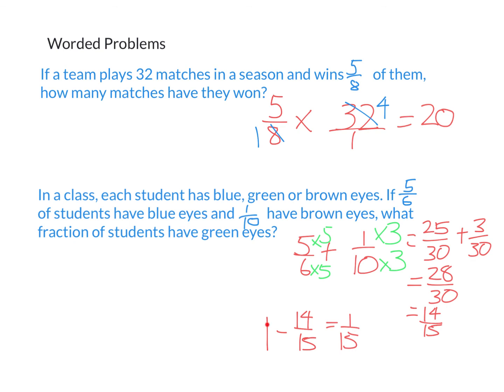Well, if you're stuck with this, remember 1 whole is like 15 over 15. It's 15/15ths. So here, I've written 1 as an equivalent fraction, 15 over 15, subtracted the numerators, and I keep the denominator the same. And that's my final answer. 1/15th of the class has green eyes.